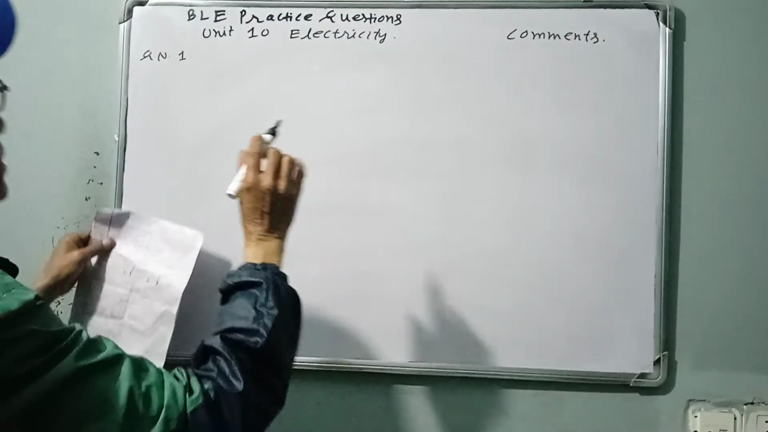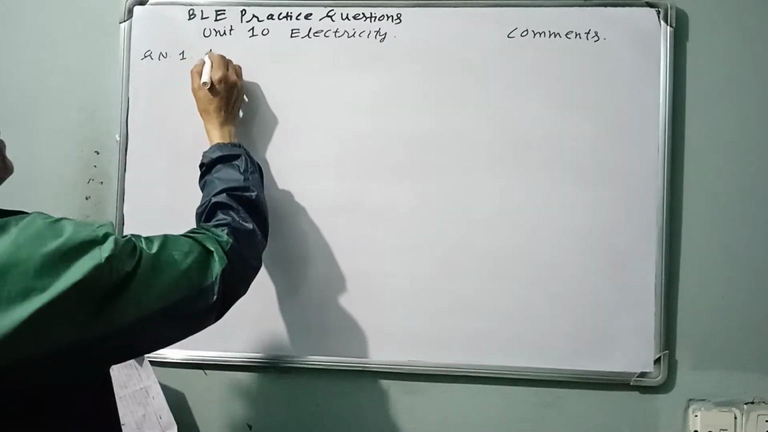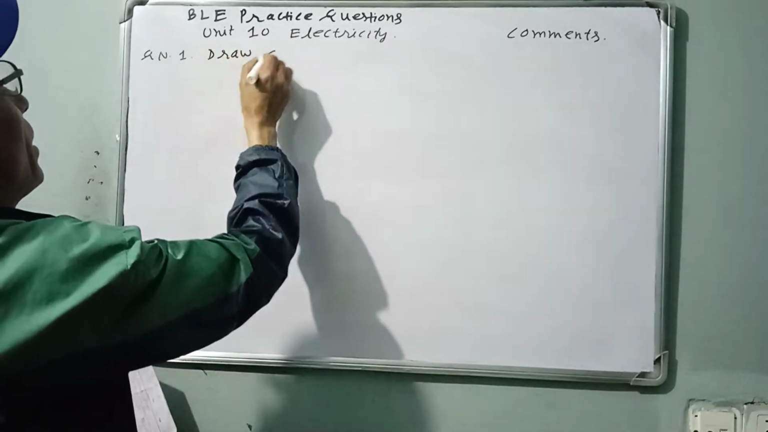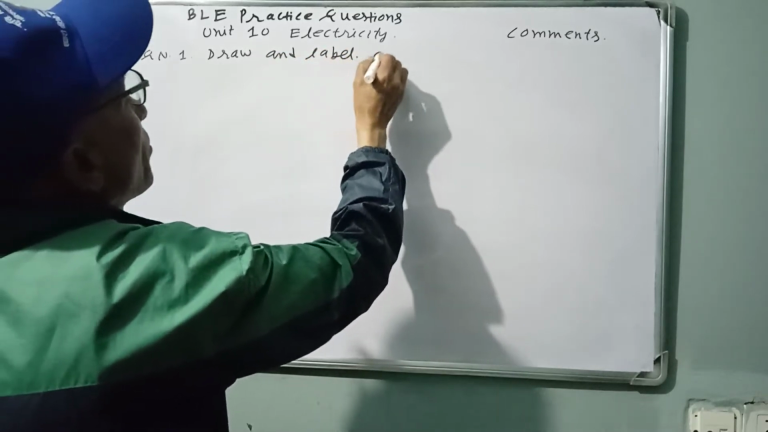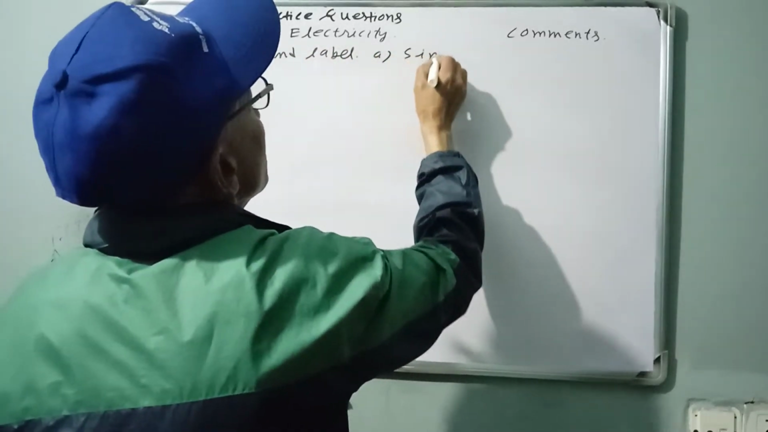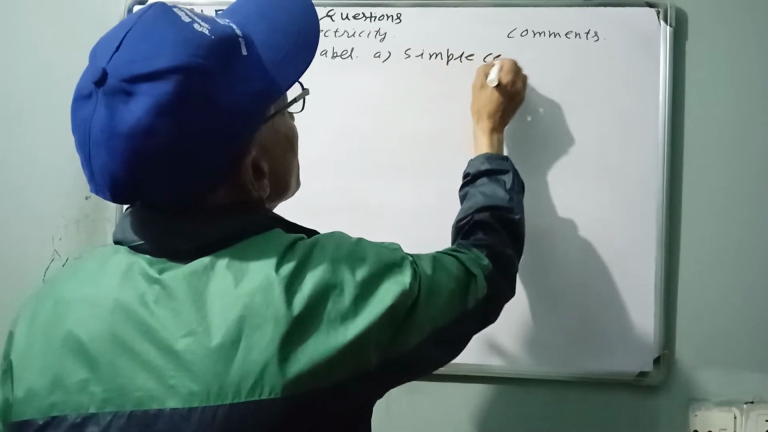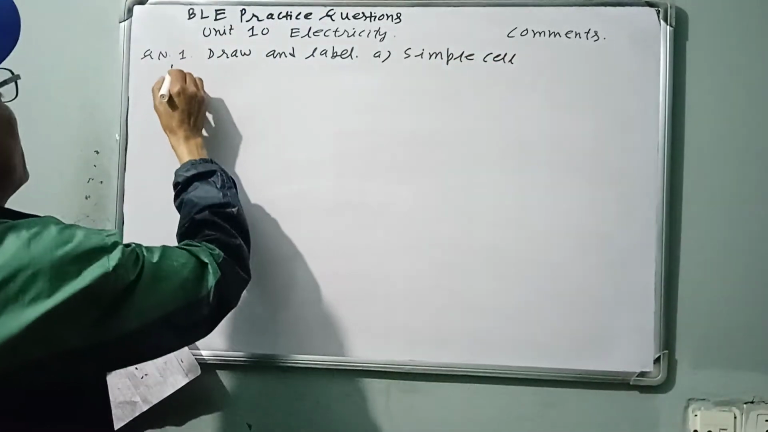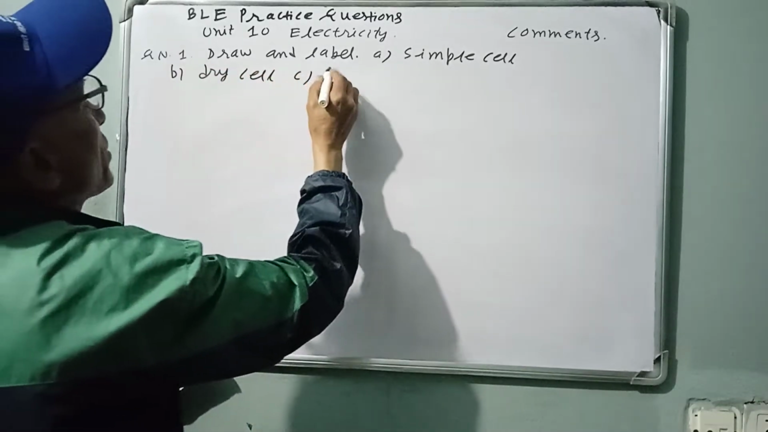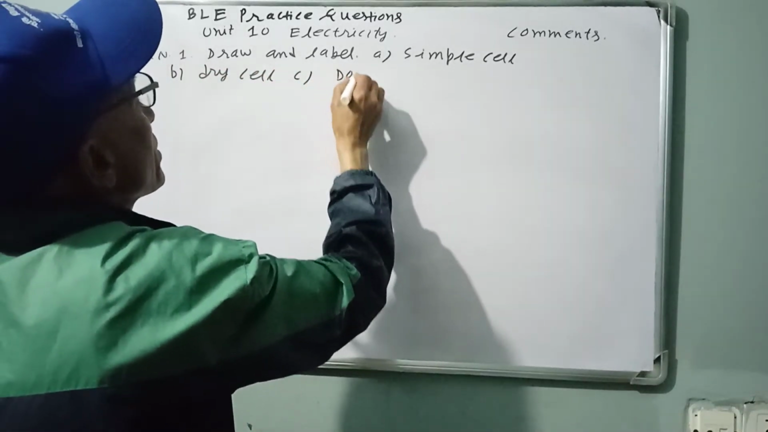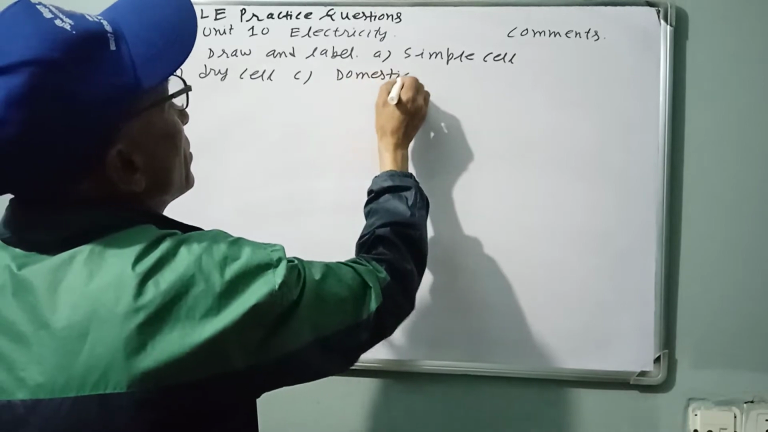Comments are needed. Question number 1 is: draw and label the following. Number A, simple cell. Number B, dry cell. And number C, domestic or house wiring.